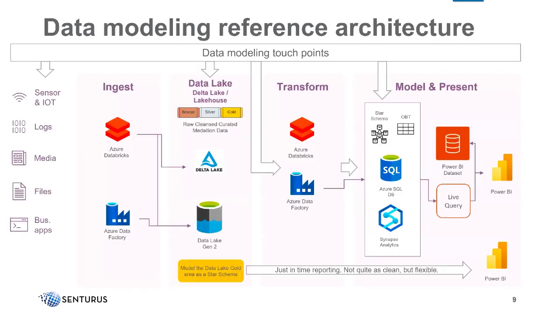Now, if we think of the data modeling touch points, if we think of the reference architecture that we have nowadays, and not just simply sources, data warehouse, BI layer, right? We have all these sources which have expanded on the left. We've got log data, media, files, of course, your traditional business applications. We've got sensor data, IoT. These things could be streaming in every second, right?